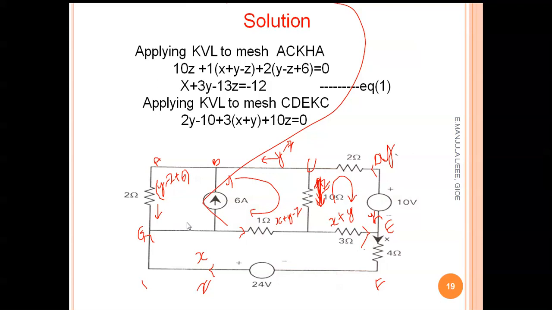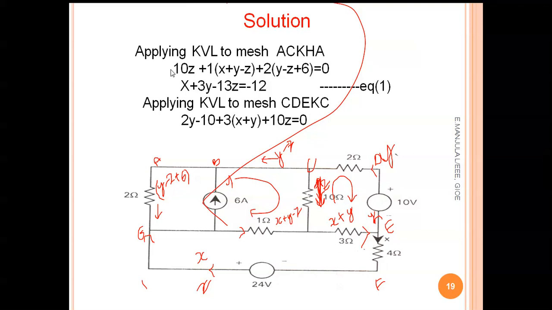So y minus z plus 6 is flowing like this. Okay, when these two come to this point, this is x plus y minus z, because 6 will go like this. Okay, and at this point this is x plus y. Okay, and this is x and this is y. So this is the direction of the currents. Now we will see the loop. So this is the first loop.